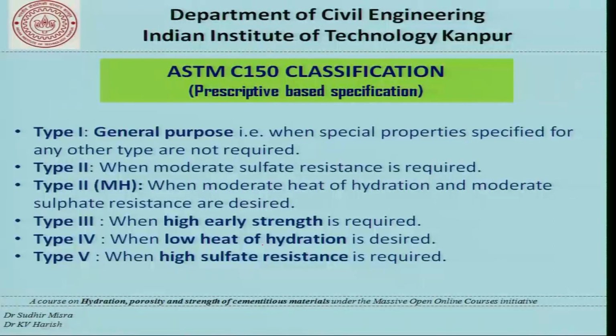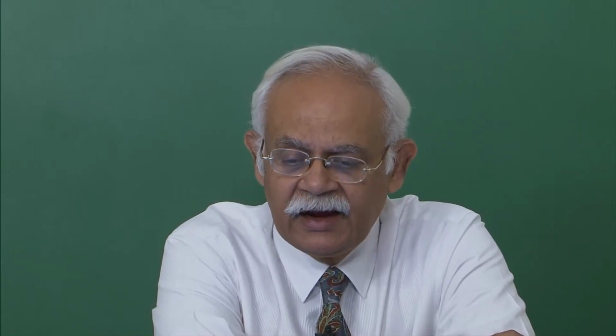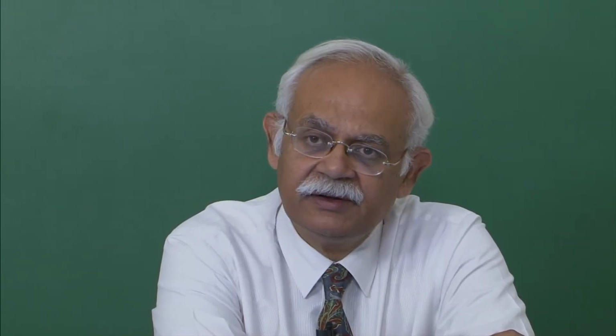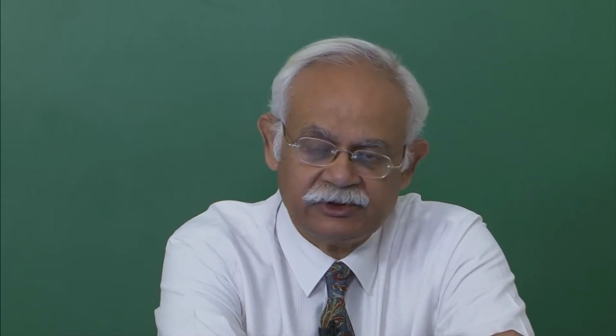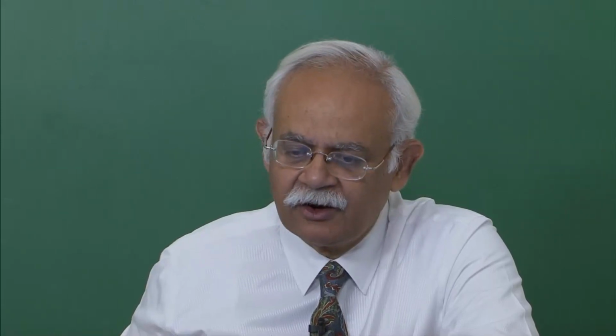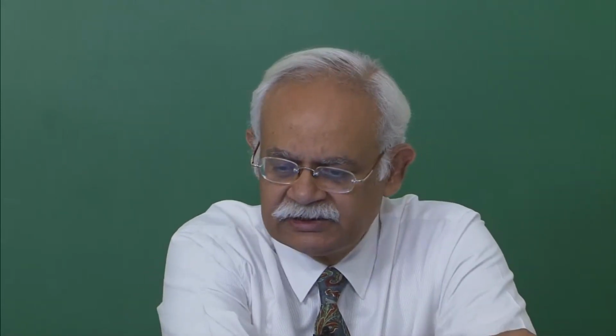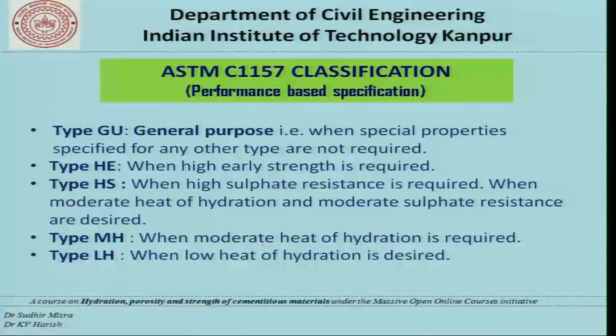Now, how are these cements different from each other? That's one question. And can there be another system for classification of cements is the other question. Now taking up the second question first, ASTM C1157 classifies cements based on performance, and that is type GU, type HE, HS, MH and LH with the description which is given here.